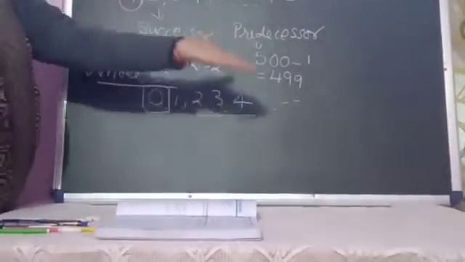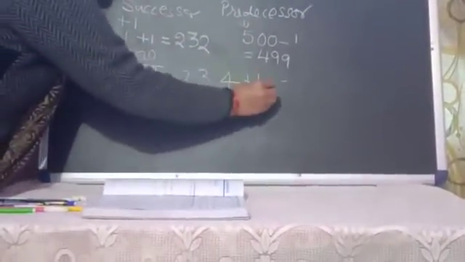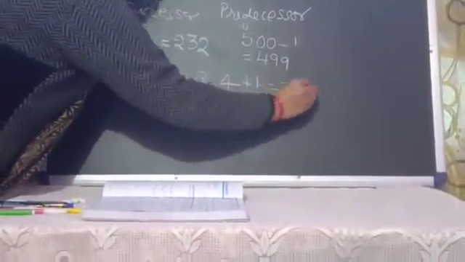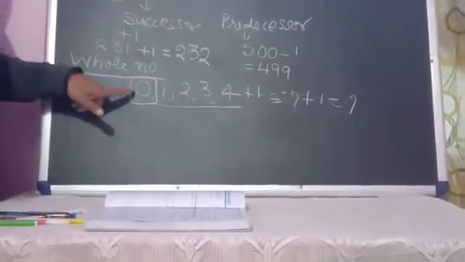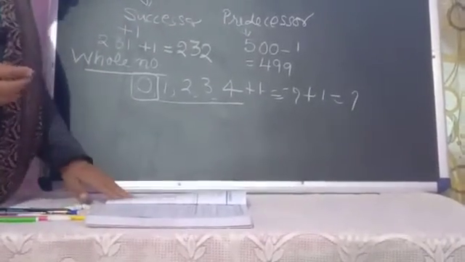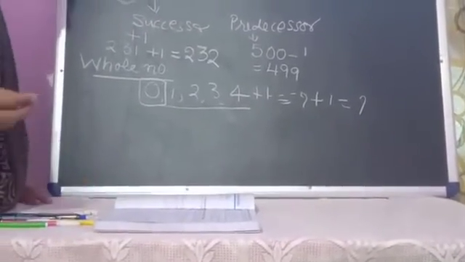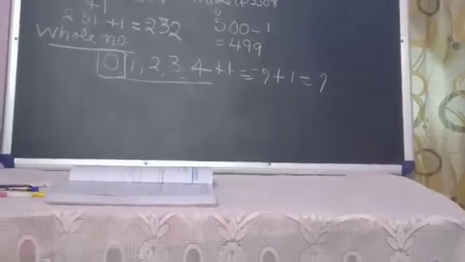And again there is no largest whole number, because by adding 1 I can get the next number. Then by adding 1 again I can get the next number. So we learned that 0 is the smallest whole number and there is no largest whole number. Is it clear to you? Now we are going to learn how to represent these whole numbers on a number line.